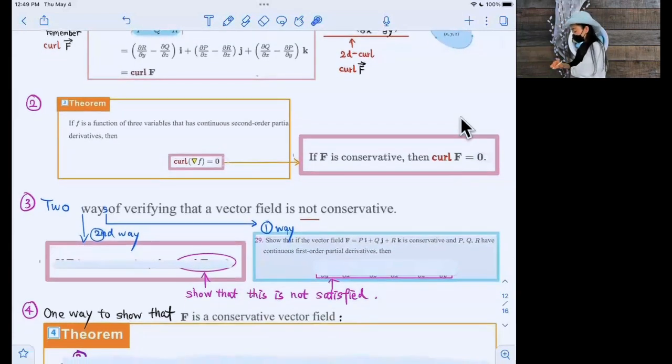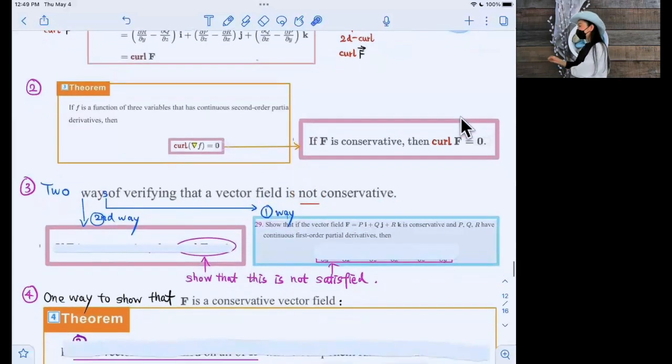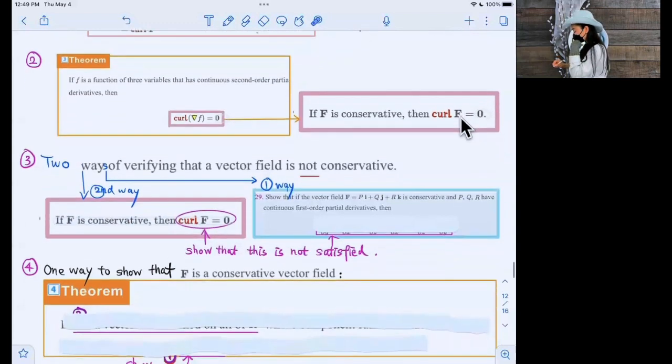Next one. There are 2 ways we mentioned today to verify that a vector field is not conservative. Can you remember what the 2 ways are? It shows that the curl is not 0, right? Because if the curl is not 0, then it's not conservative. So that's the first one. So we can try to show that the curl is not equal to 0, so this is not satisfied, then it's not conservative. So that's one way. What's another way to do it?